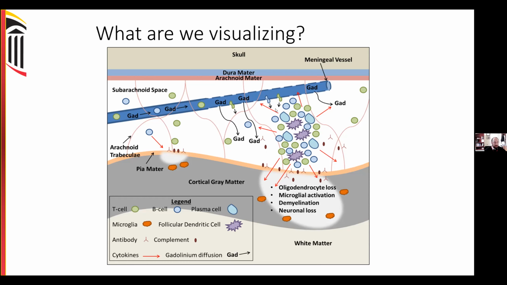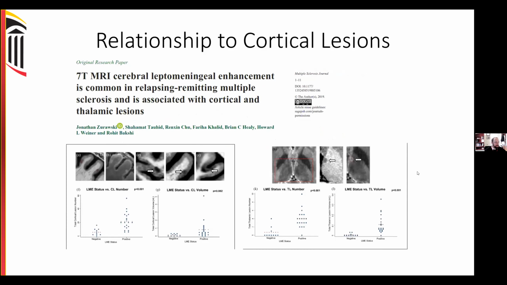But those same cytokines are probably also causing local blood-brain barrier breakdown, recruitment of inflammatory cells, and if there's gadolinium in those vessels, that gadolinium is going to potentially leak out into the subarachnoid space. There's also been some speculation more recently that perhaps it's more just accumulation within perivascular spaces or possibly even lymph structures. So there's a lot that we still don't know about this.